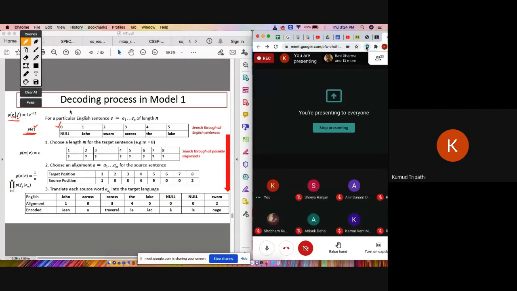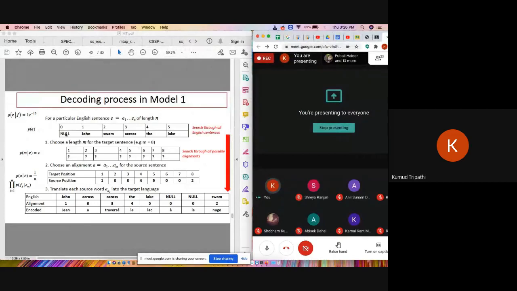So this is what, if you remember, we discussed in some previous slides, that at the time of decoding, we want to generate E hat given the information of F. So that is nothing but multiplication of these two probabilities. This information you already have from the language model, and this is from the translation model. So the probability is this one, and from these two pieces of information you get this English sentence: John swam across the lake. Okay.